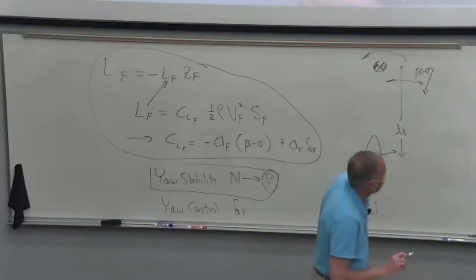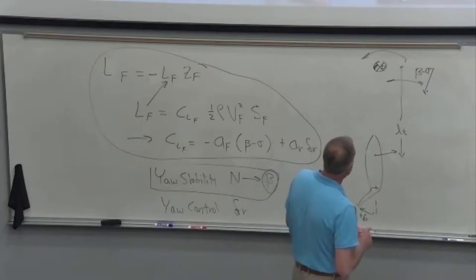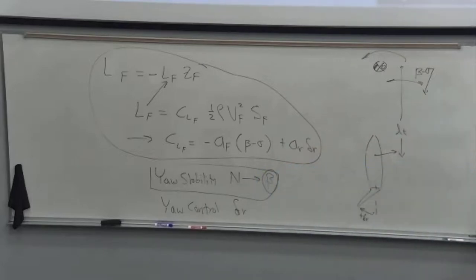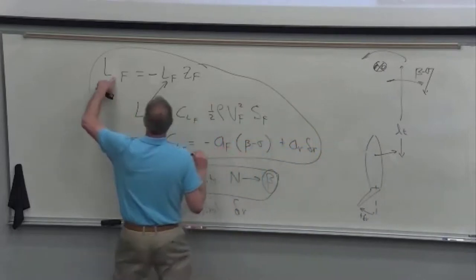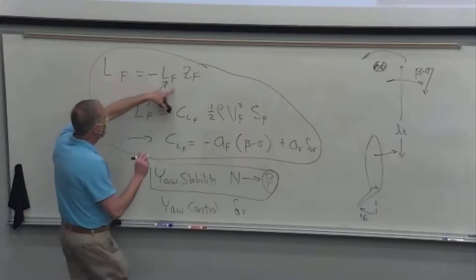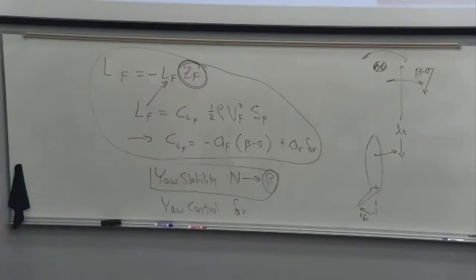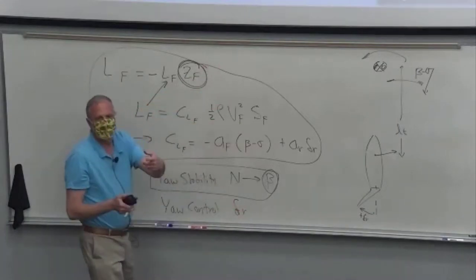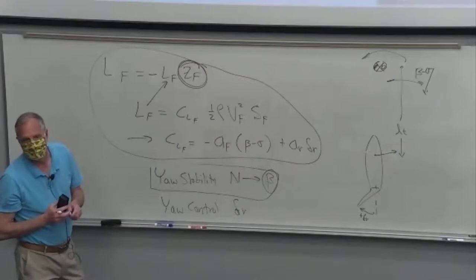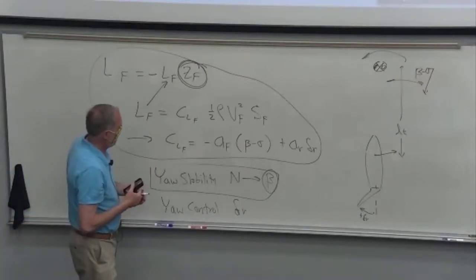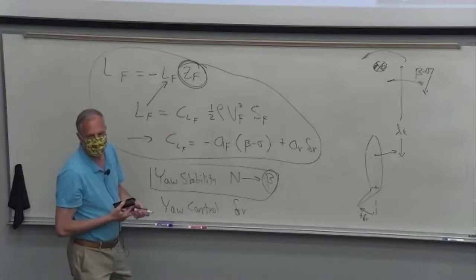One more comment, because this is directly related to what you're being asked to do in the homework. If I ask you to calculate the rolling moment due to rudder, same thing we just talked about for stability, you change the moment arm, and that's the only thing you change in the whole derivation. So for homework number three, you repeat the exact same thing we just did today, but you change the moment arm from the yawing moment arm to the vertical rolling moment arm, and that's it. Because roll uses that moment arm and yaw uses this moment arm. It's just the physics.